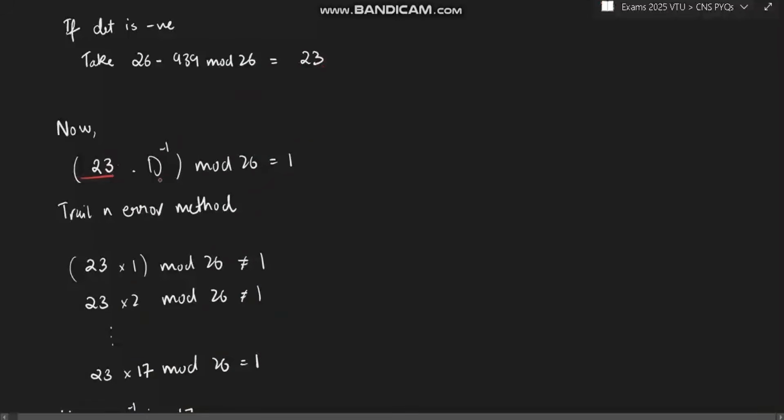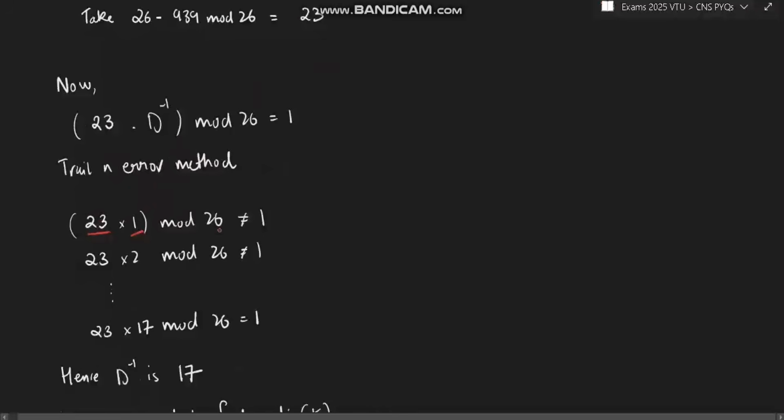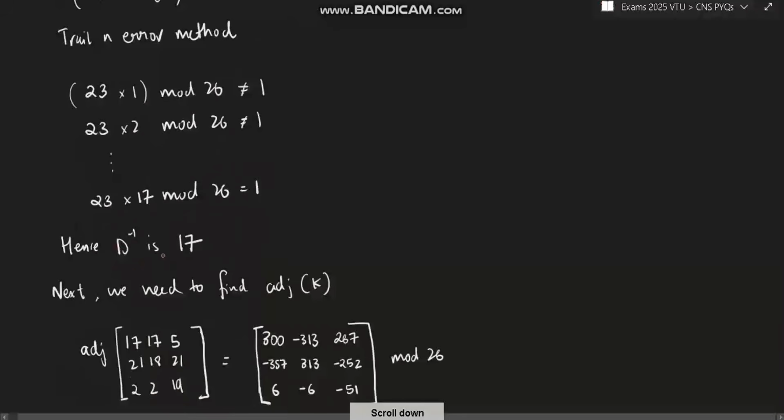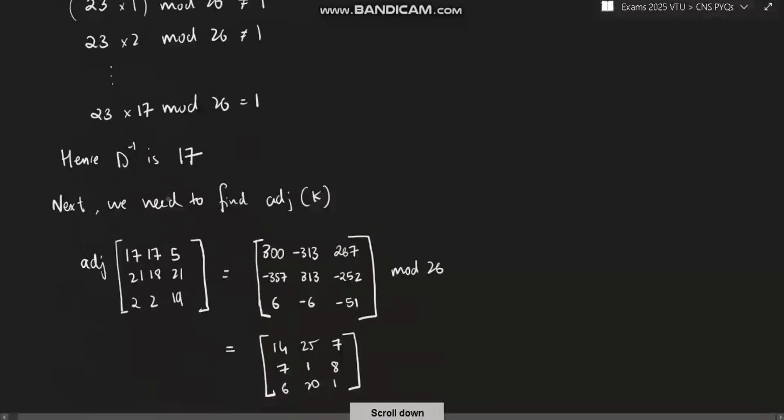substitute this value here and find out the D inverse. How do you find out the D inverse? You will be multiplying 23 into 1 mod 26 and finding out the remainder. 23 into 2 mod 26, finding out the remainder. Like that, you keep on doing it till 17. Okay, once you do it till 17, you will be getting 23 into 17 mod 26 is equal to 1. So you'll get the value of D inverse as 17, and then we'll be finding out the adjoint of K.